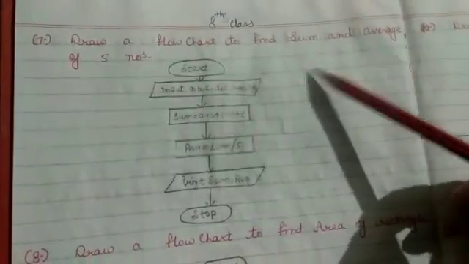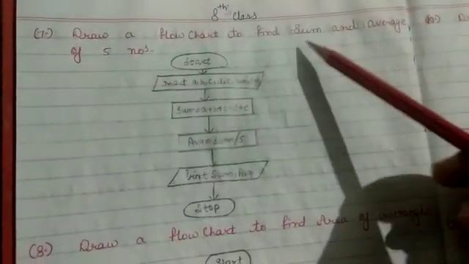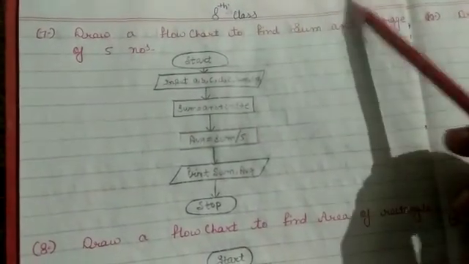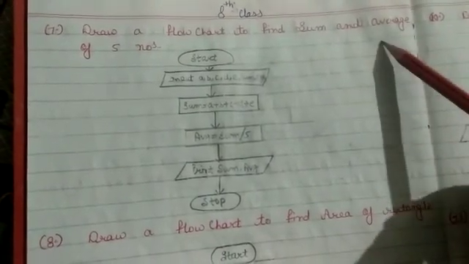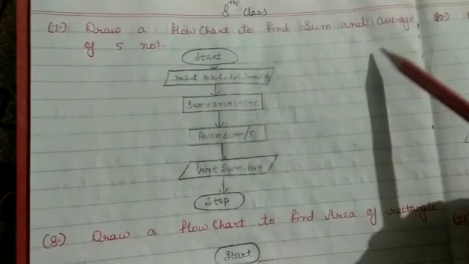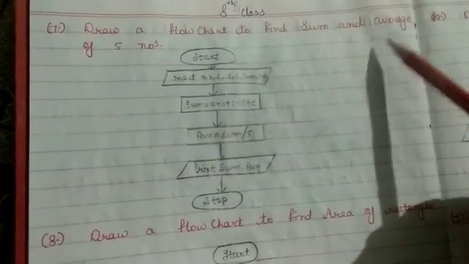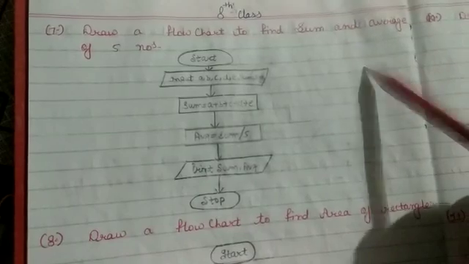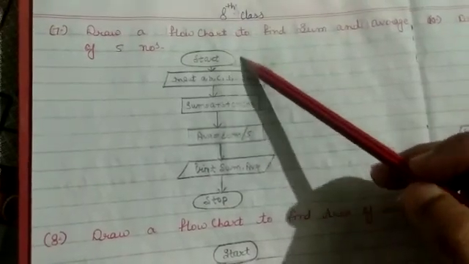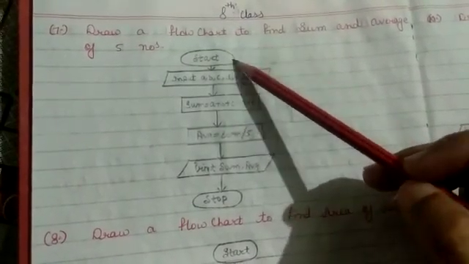Next program is to find the sum and average of 5 numbers. To find the sum, we have done already. Now for average, what is the meaning of average? It means the sum of the total number of items, that is, the total of the numbers divided by the number of terms. Clear? So first of all, we will start the flowchart using the start symbol.